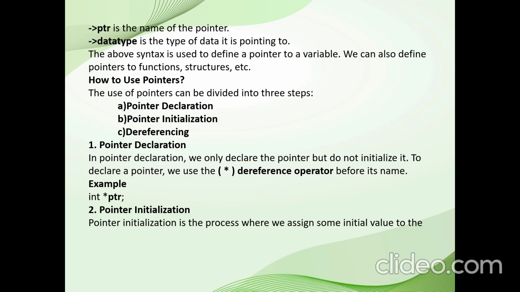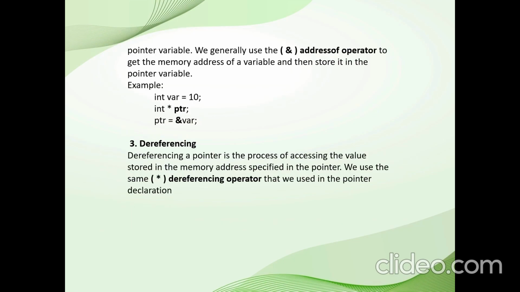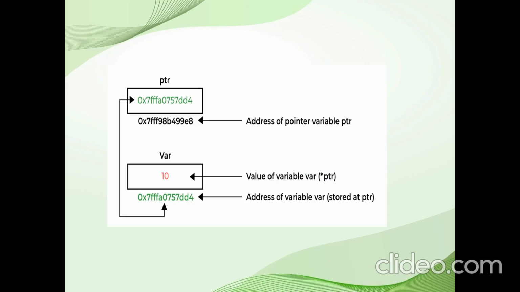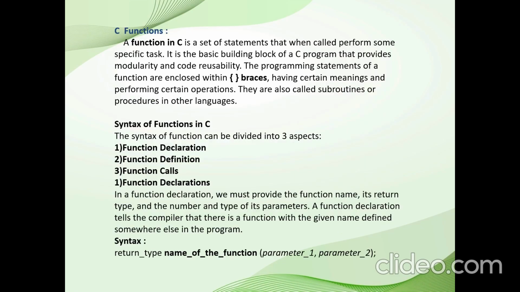The second step is pointer initialization. It is the process where we assign some initial value to the pointer. Here it is shown: it is the pointer, and here it is the address of the variable, and the address of the variable is stored in the pointer.